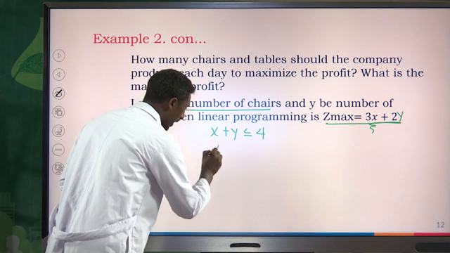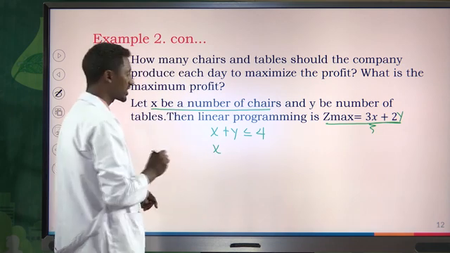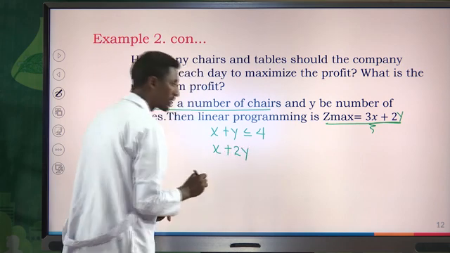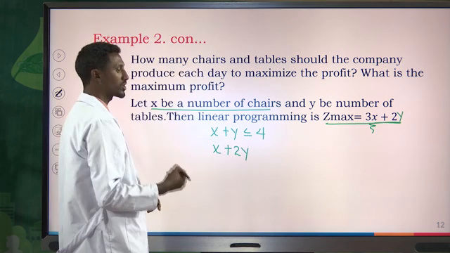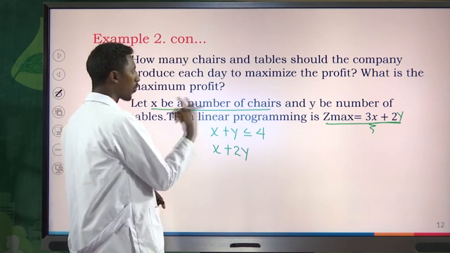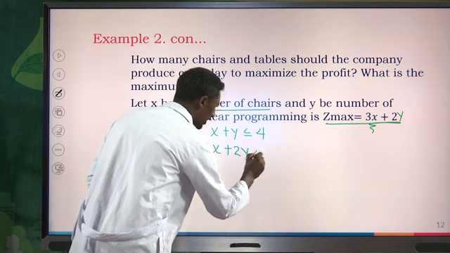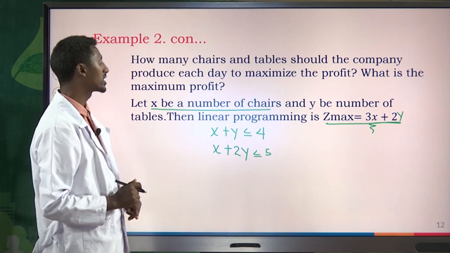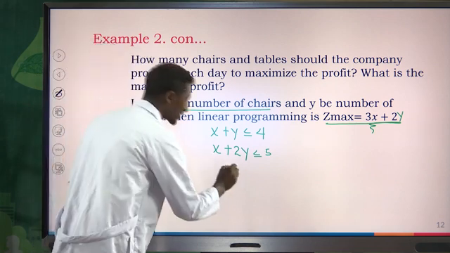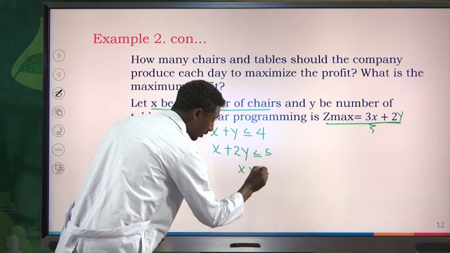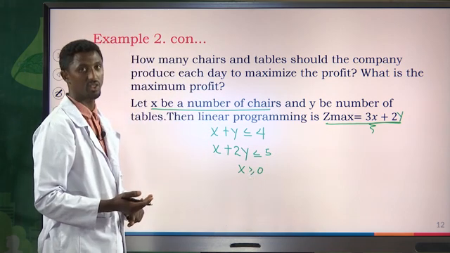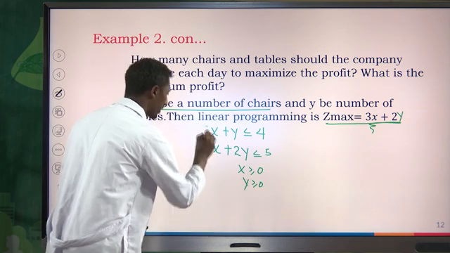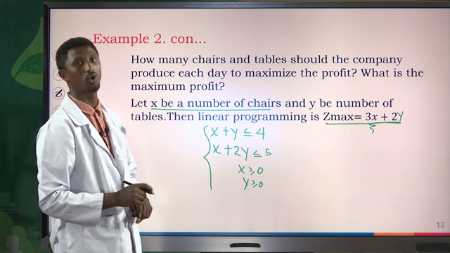each chair requires 1 hour for painting and each table requires 2 hours for painting. That's 2y. The time required to paint y tables is 2y. This must be less than or equal to 5 because the company has a time limitation which is 5 hours. And x must be greater than or equal to 0 because it represents the number of chairs, and y must be greater than or equal to 0. These are what we call constraints.